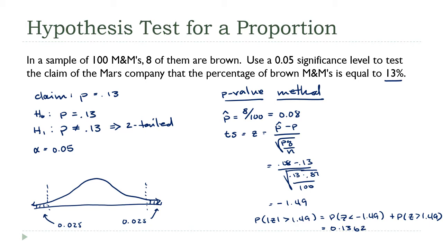Remember to use the p-value method, this is a probability. This significance level, that's a probability. We compare the two. My p-value is greater than alpha. So remember, when the p-value is greater than alpha, what this is saying is the likelihood that what I'm seeing occurred just by random chance is pretty high.